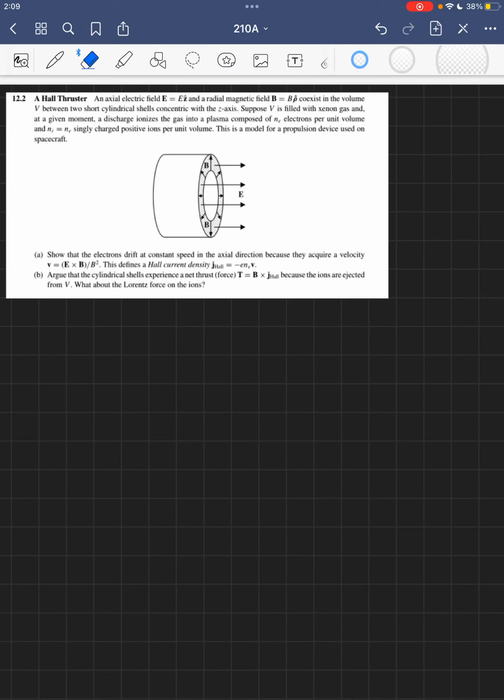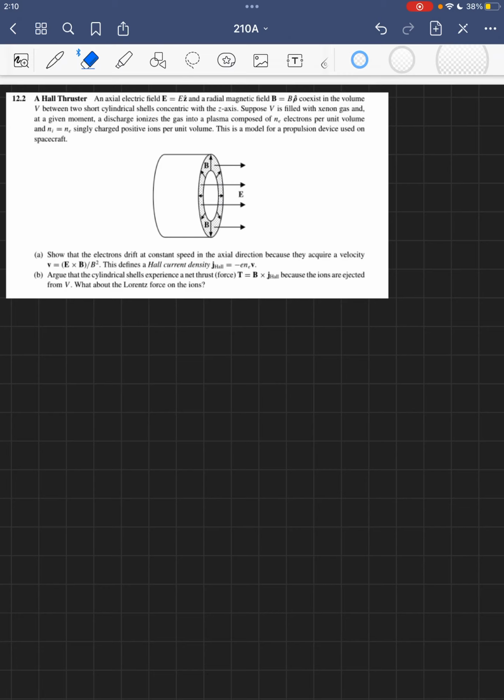And we're going to imagine that they exist in a volume V between concentric cylindrical shells. So they're between the two shells. This volume is filled with some gas, and it discharges and ionizes that gas, composed of electrons per unit volume, your electron density, and ions per unit volume. We're going to assume it's a perfect plasma, so they're equal. So this is a model, all right?